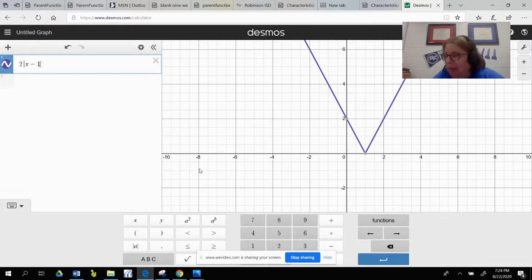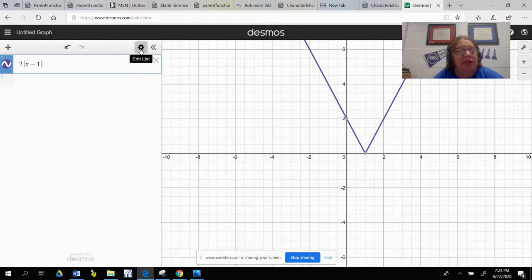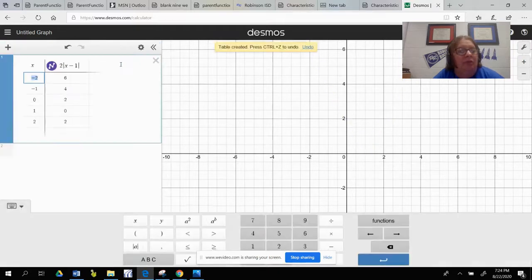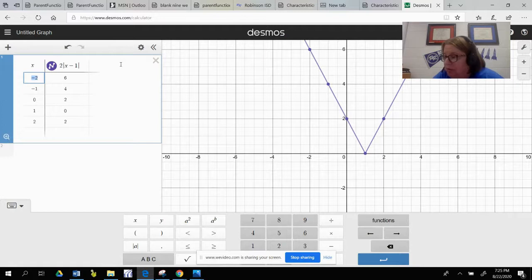Now, your paper asks for the table. In Desmos, you click the little gear, and here is convert to table. Now, this table starts at negative 2, so you could fill in negative 2 and 6, negative 1, 4, 0, 2, 1, 0, because that's what's on our table on our paper. Our table on paper has negative 3. We don't have negative 3 here, but watch what you can do right here. Negative 3. And it fills it in automatically.